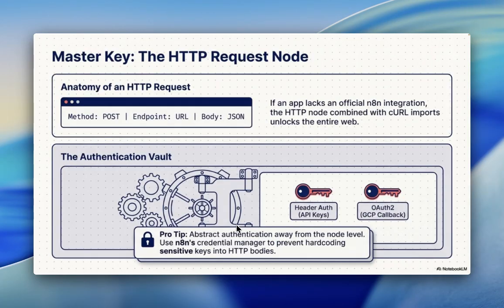Master key, the HTTP request node. Anatomy of an HTTP request: method, POST or GET, endpoint URL, and body JSON. If an app lacks an official n8n integration, the HTTP node combined with a curl import unlocks the entire web. The authentication vault, prod tips: abstract authentication away from the node level. Use the n8n credential manager to prevent hard coding sensitive keys into HTTP bodies, header auth, API keys, auth to GCP.